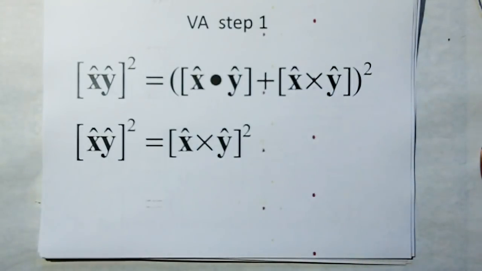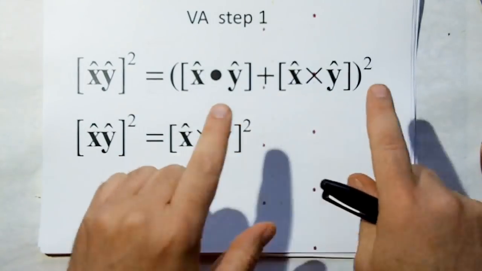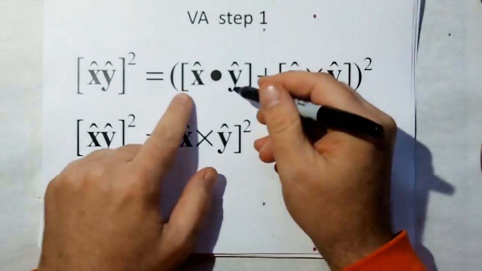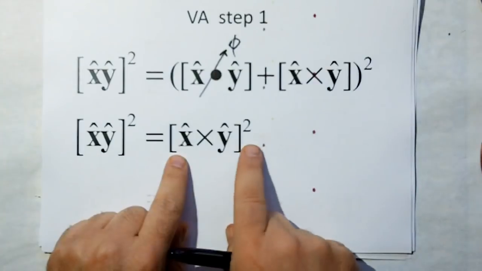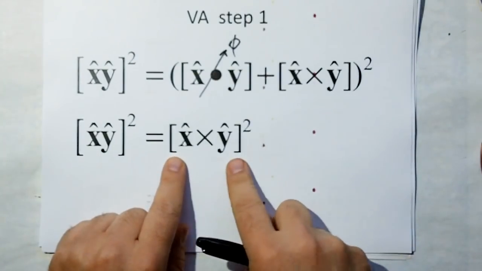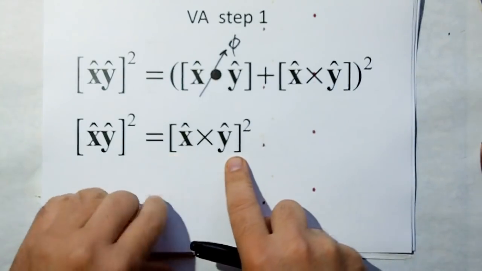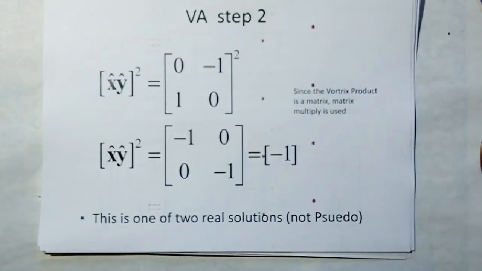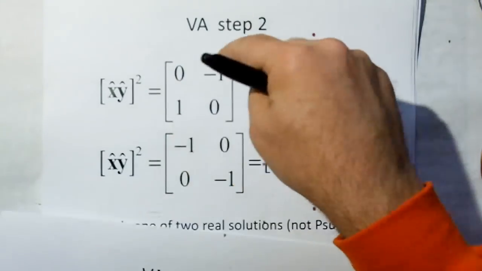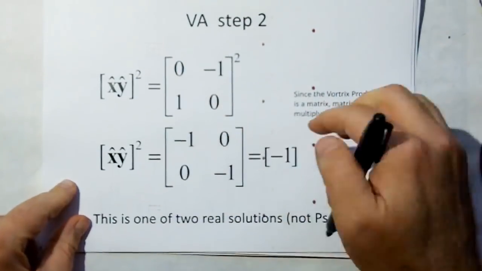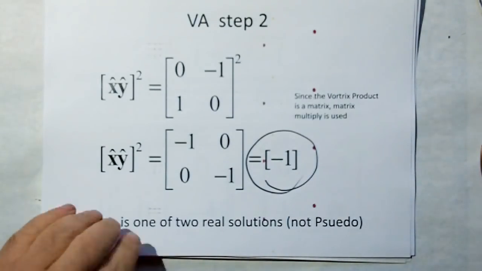Vortrix algebra, step 1. We put in the Vortrix algebra dot product and Vortrix algebra cross product. Again, the dot product of orthogonal vectors comes out to be 0, which leaves only the cross product squared. But here's the difference now. This is now a matrix, not a vector. Because it's a matrix, we use matrix operators, not vector operators. And with a vector operator, if you take x cross y and you put it into the equation, it comes out with the matrix this. If you square this, you get this, which is -1. And there are two solutions, not one.